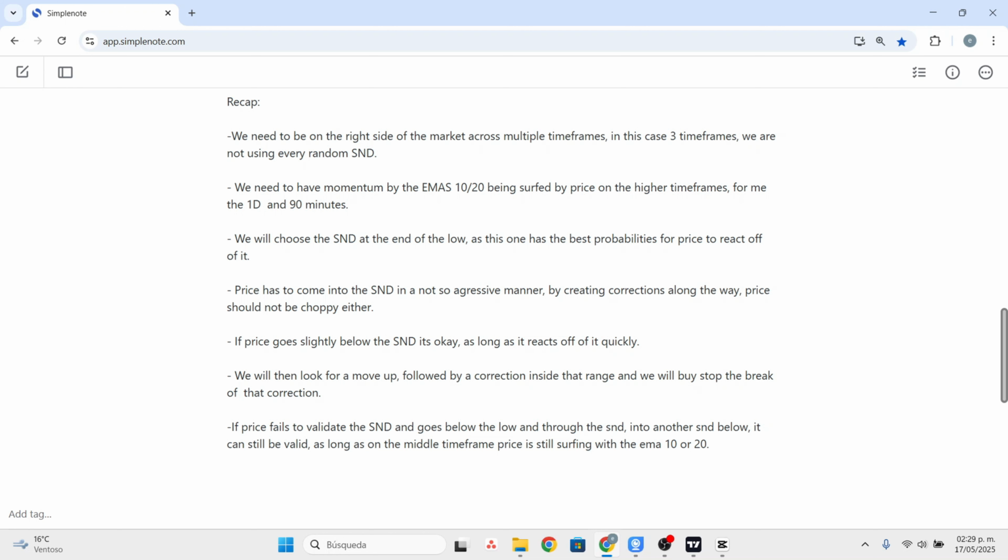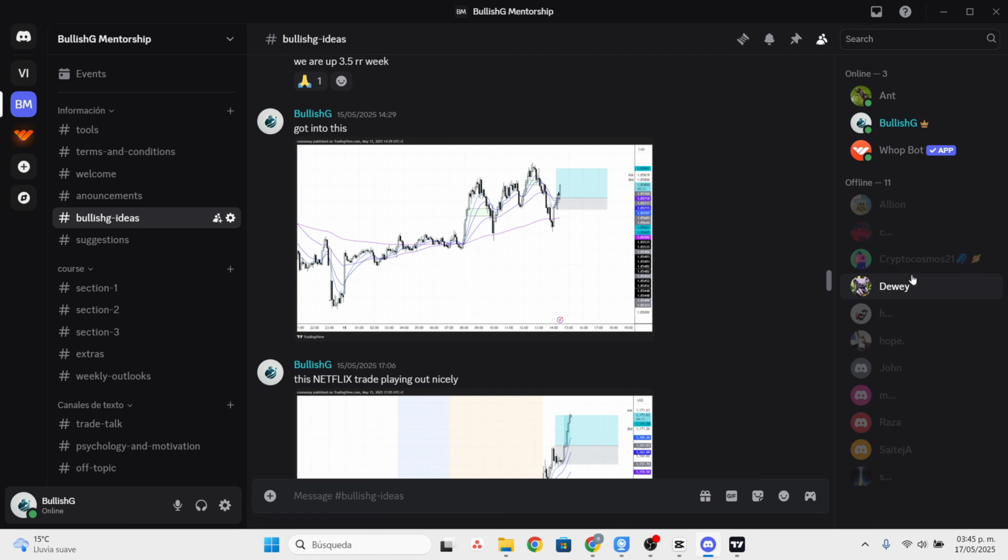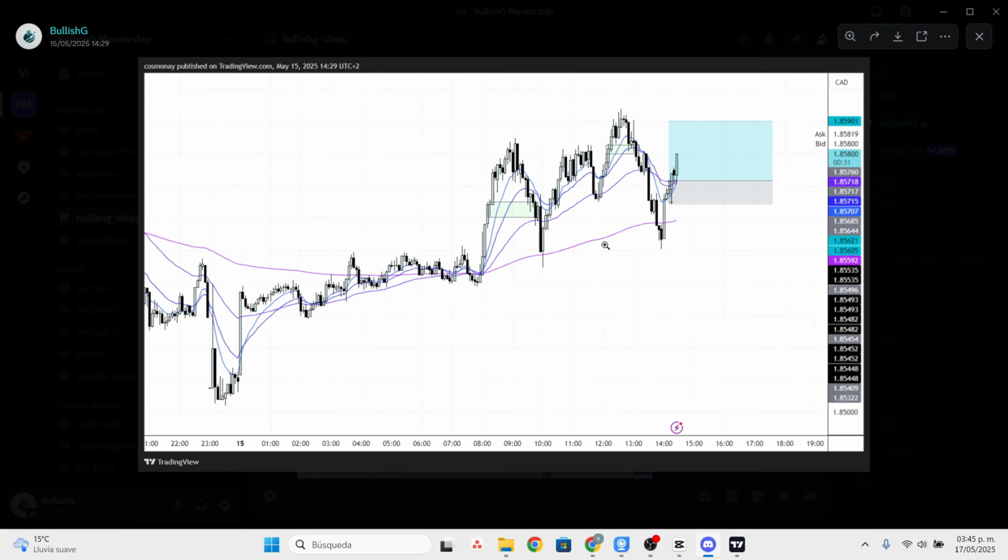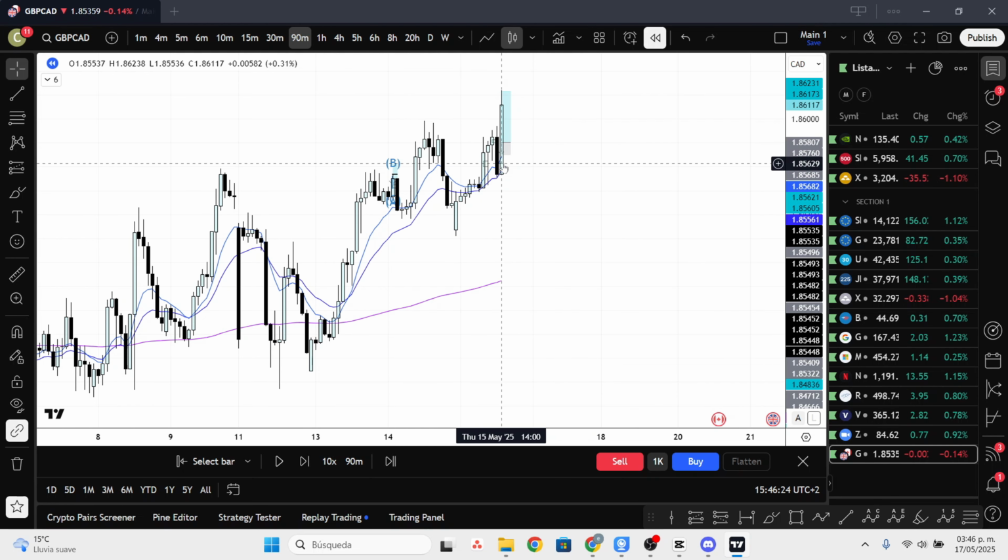Number 7. Now, I haven't mentioned this, but if price fails to validate the SND and goes below the low and through the SND into another SND below, it can still be valid, as long as on the middle time frame, price is still surfing with the EMA 10 or 20. You can see here an example of number 7 that I shared live on my private mentorship on how price went below the low here for them to touch another SND and still give us an entry with a push up, a retracement, and then we buy stop the high, and at the same time still surfing the EMA 10 or 20.